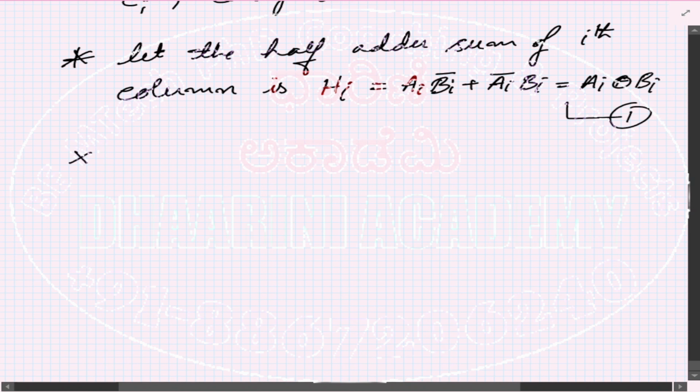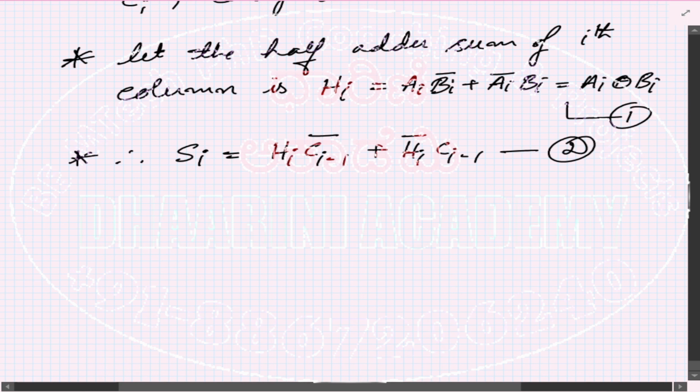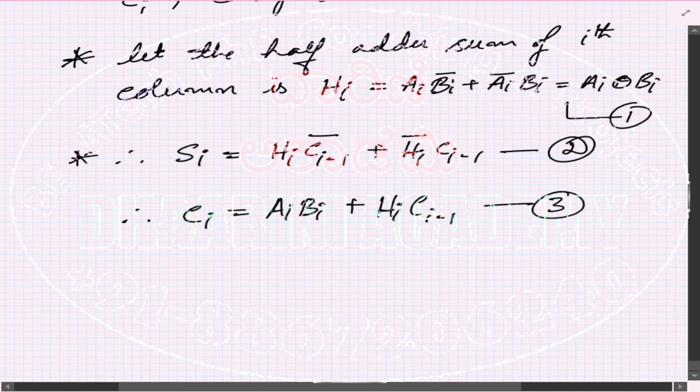Using this I can write the sum of the full adder. Therefore, SI is equal to HI into CI minus 1 bar, the input carry, plus HI bar CI minus 1. This is equation number 2. Already we have studied these things in logic design. Then we also write the carry out, CI, equal to AI BI plus HI CI minus 1. Using this, we can directly implement the required function. We understand that. These are the equations required.